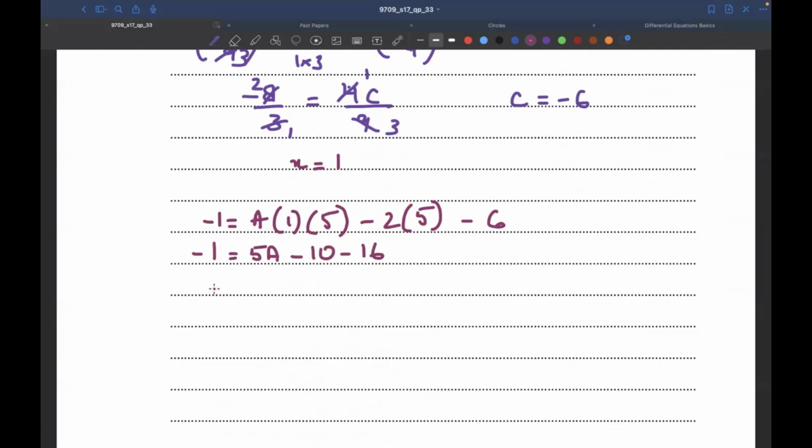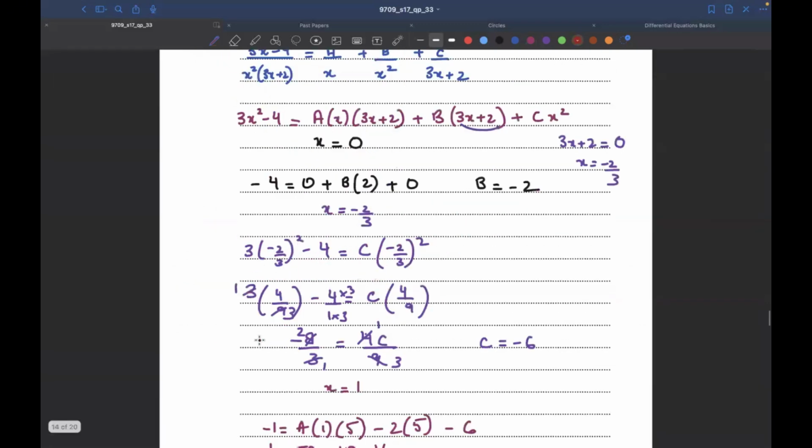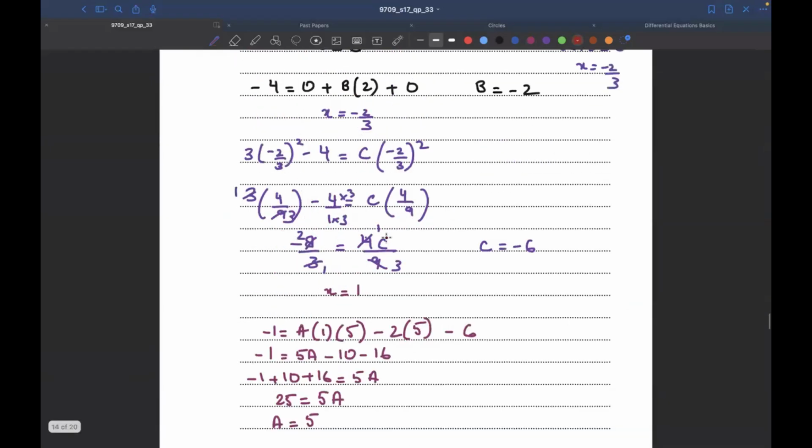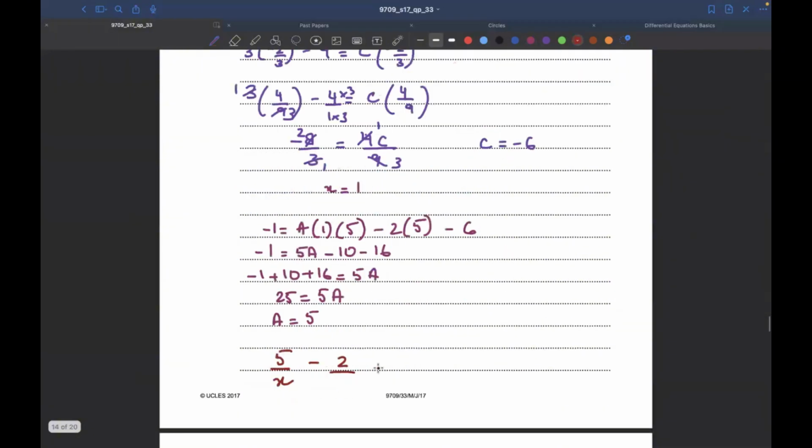This will become minus 1 plus 10 plus 16 equals 5a. So minus 1 plus 10 is 9, 9 plus 16 is 25, equals 5a, and the value of a will be equal to 5. So now we have the values for the numerators, and we can write our answer as a upon x, so that will become 5 upon x. The b value is minus 2, so minus 2 upon x squared, and minus 6 upon 3x plus 2.